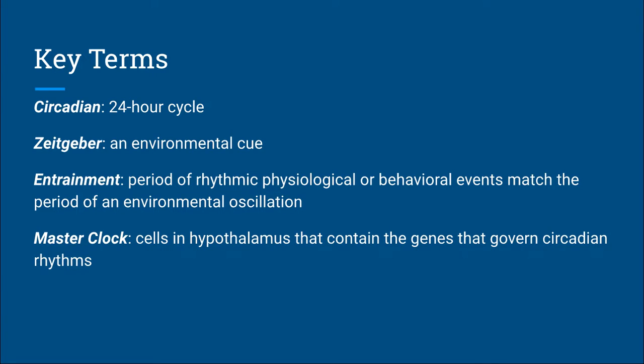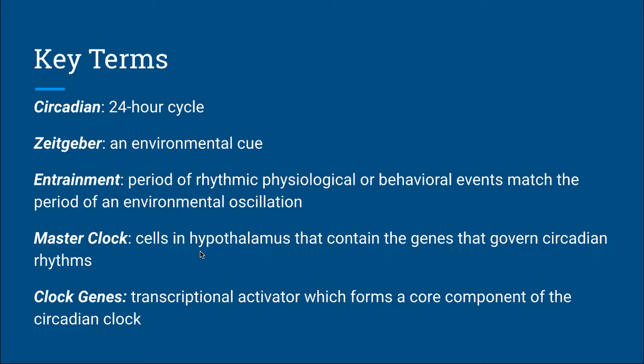Fourth, master clock. It refers to cells in the hypothalamus that contain the genes that govern circadian rhythms, and it's also named as SCN. Fifth, clock genes, transcriptional activators which form a core component of the circadian clock.